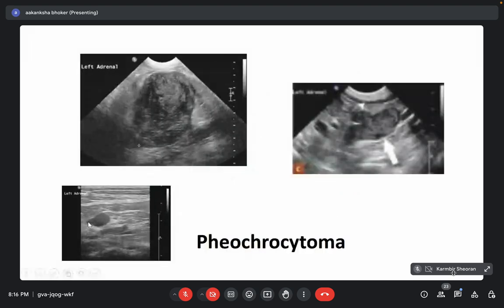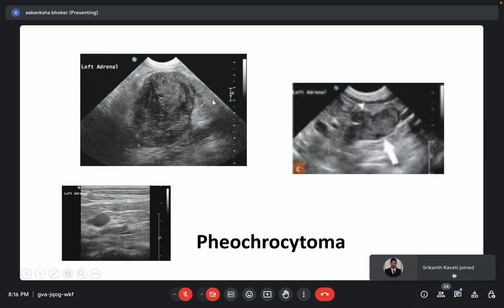Here also see, this is the cranial pole of the adrenal and this is the caudal pole of the adrenal. So the caudal pole is very much enlarged. It is an adrenal tumor. Here also the cranial is normal and the caudal is enlarged. So again a tumor of the adrenal, and this is again an adrenal tumor.